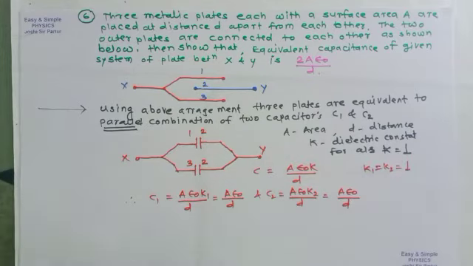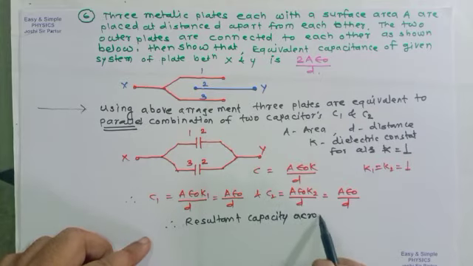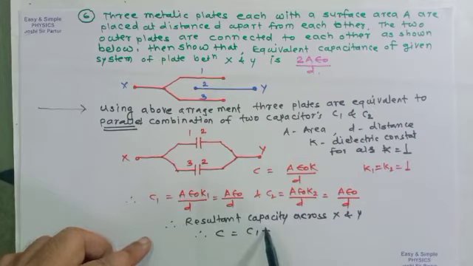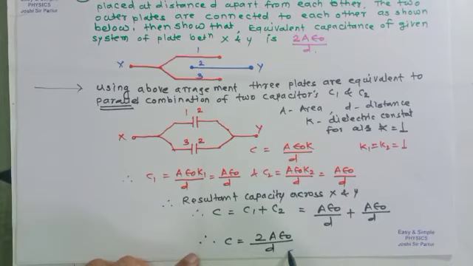When the two capacitors are connected in parallel across XY, therefore the resultant capacity across X and Y, C is equal to C1 plus C2, which is A epsilon 0 upon D plus A epsilon 0 upon D, and therefore the capacity will be 2 times A epsilon 0 upon D, which is the required solution, which is true.